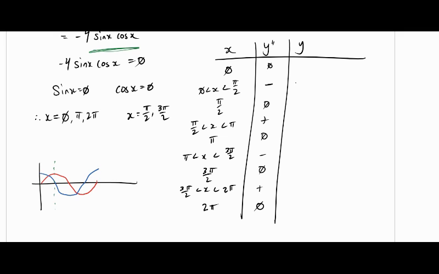So this is concave down, concave up, concave down, concave up. If it's changing from concave down to concave up, this is a point of inflection. Changing from concave up to concave down, that's what a point of inflection is.